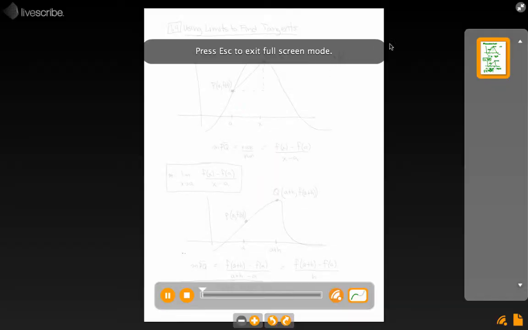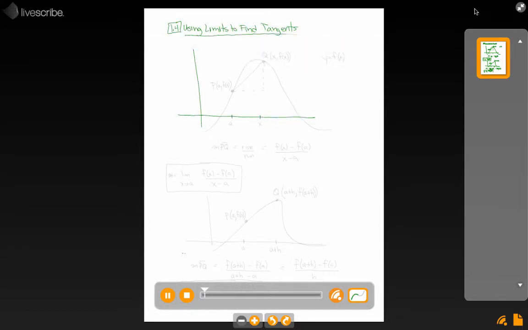This lesson comes out of section 1.4, using limits to find tangents. Now in some ways we've already done this, even though it's new section 1.4. In 1.2 and 1.3 we've done a little bit of finding the slope of a tangent line, and we've even started to do some limits. So we're going to put it all together here a little bit.